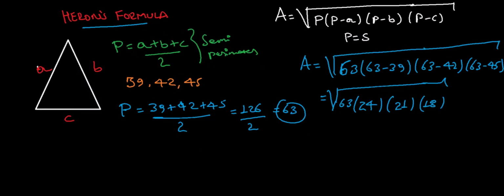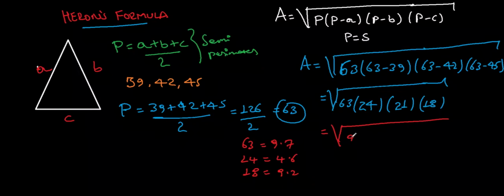After this, you have to multiply all of them. To make it simple, 63 means 9 times 7, and 24 means just 4 times 6. And 21, you can keep it there. 18 means 9 times 2. So based on this, you can write it as 9 times 7 times 4 times 6 times 21 times 9 times 2.